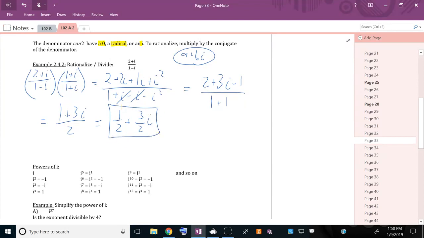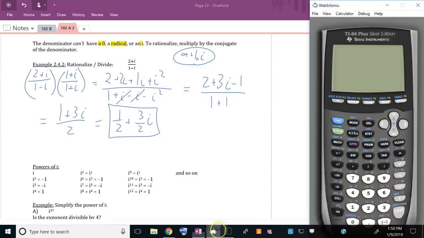Now, the final good news about complex numbers is you can do them on your calculator. So here, the only thing I've got to be careful about is I need parentheses around the entire numerator. To hit i, I hit second, and then the decimal key. Divide by, and then parentheses around the entire denominator. Don't need to put in the conjugate, just put in the original problem, and then hit enter.